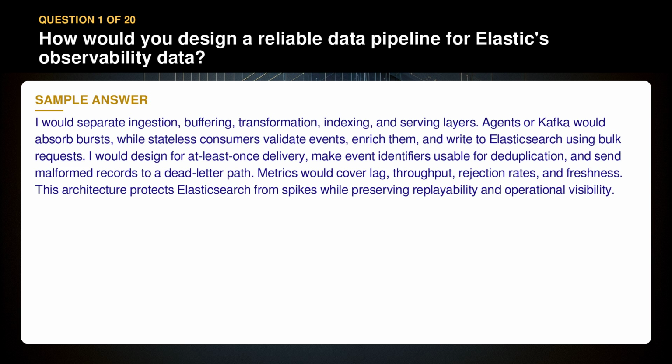I would design for at least once delivery, make event identifiers usable for deduplication, and send malformed records to a dead letter path. Metrics would cover lag, throughput, rejection rates, and freshness. This architecture protects Elasticsearch from spikes while preserving replayability and operational visibility.